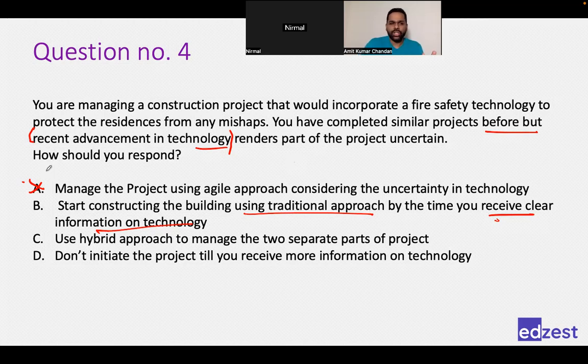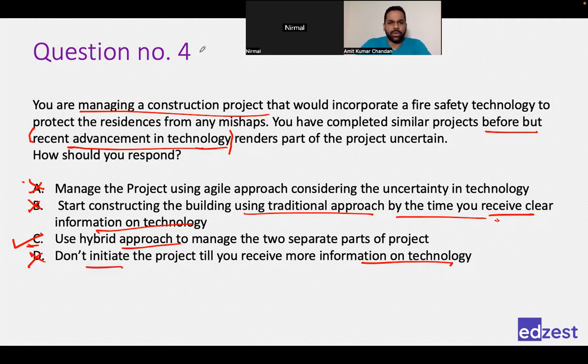Right? So here we are not sure whether there would be any clarity or not. So can we use Agile approach? Yes. So let us use Agile approach. That is better than waiting to see whether we receive the clear information or not. And hence C here is better than B. When we go to D, don't initiate the project till you receive more information on technology. It doesn't make any sense because we are already managing a project. So there's no point of initiating.